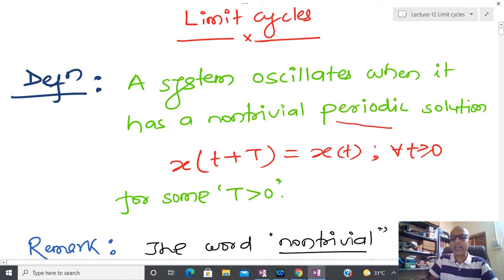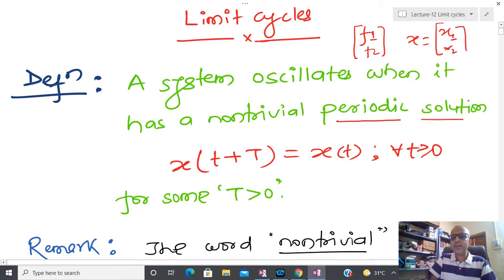I hope all of you are already aware of the meaning of periodic functions. A function is called periodic if you take some kind of shifting by T, then we get the same function. Here, since I am going to talk about a two-dimensional system, it might be possible that I have functions like f1, f2, or a state x1, x2.